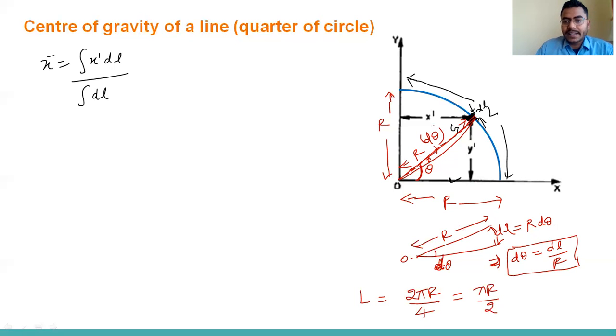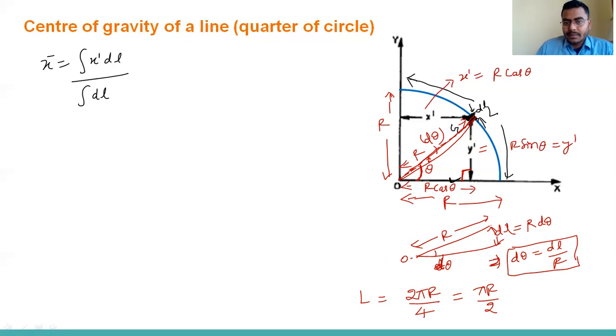Now, what can we write for x dash and y dash? See, this is the theta, and this is the r. If you draw a triangle, this is a right angle triangle. So y dash will become r sine theta. And if we take this length, it becomes r cos theta, which is x dash. So x dash is equal to r cos theta. Now we have x dash, y dash and dL. Now we can apply the formula.